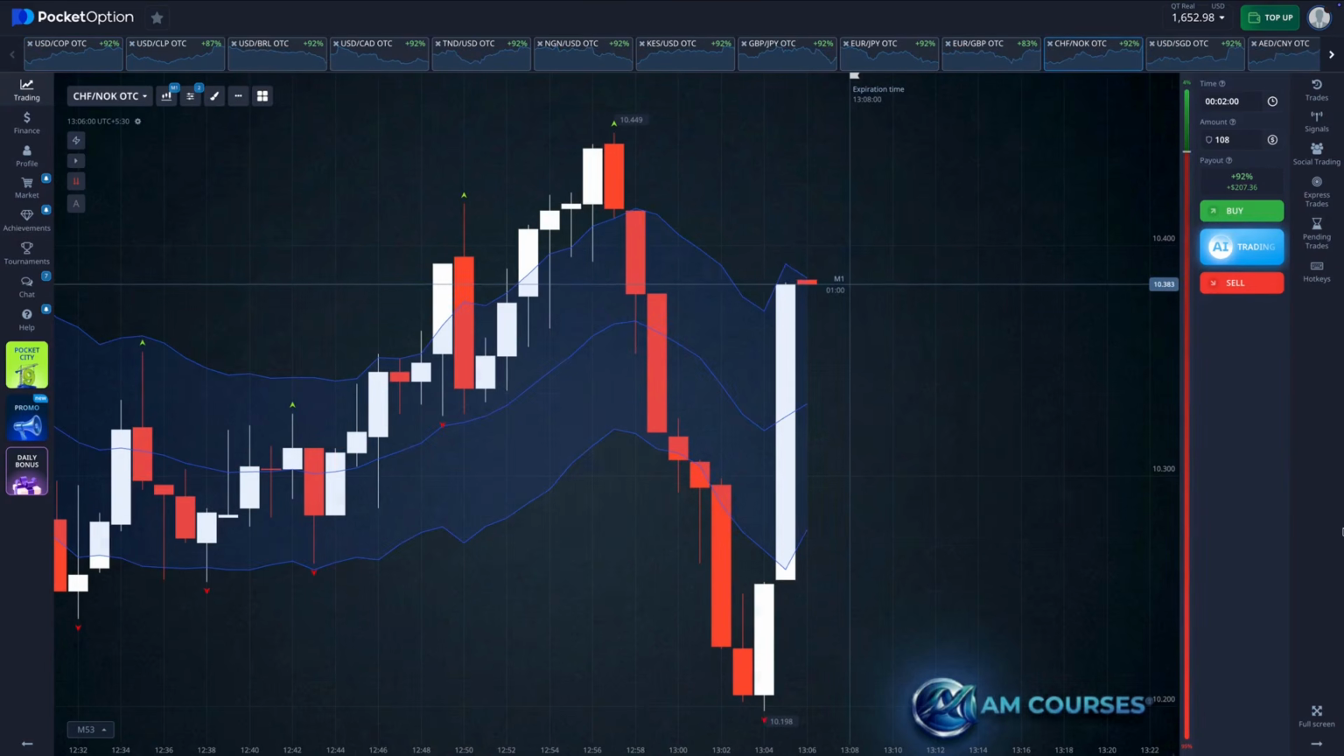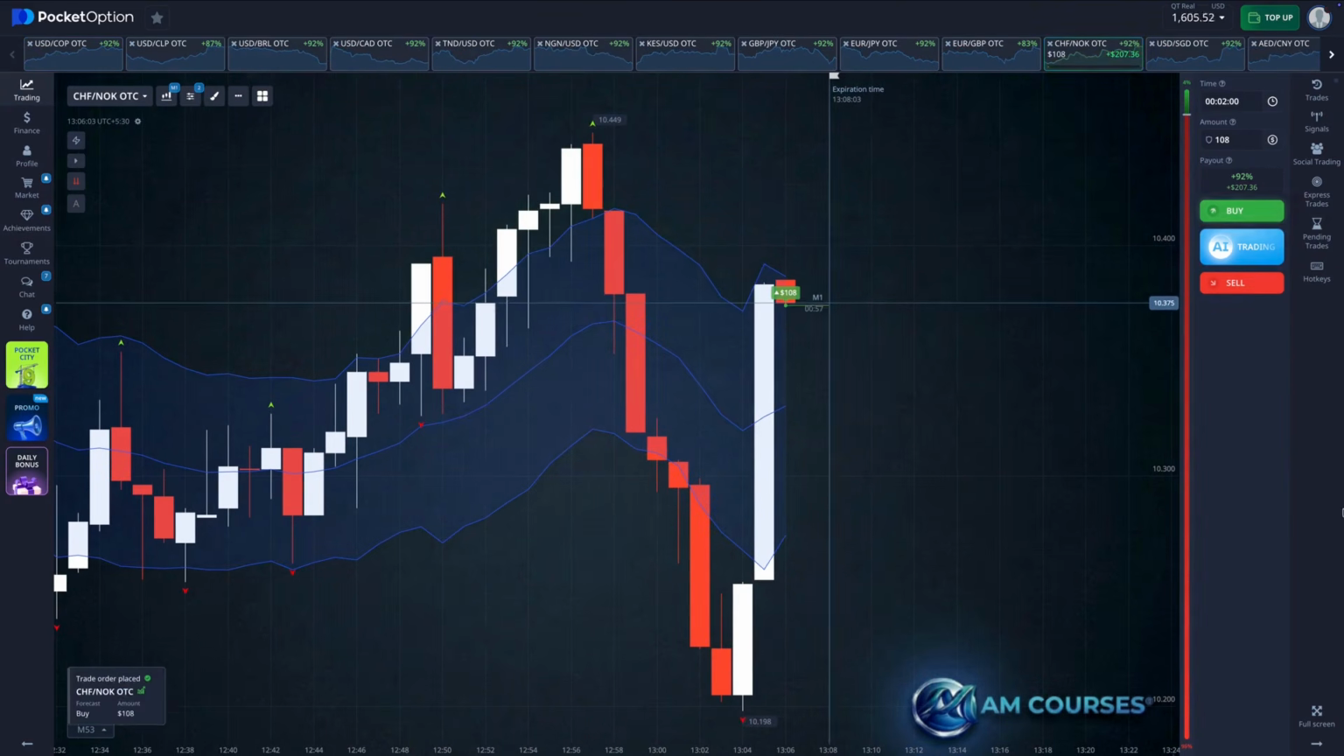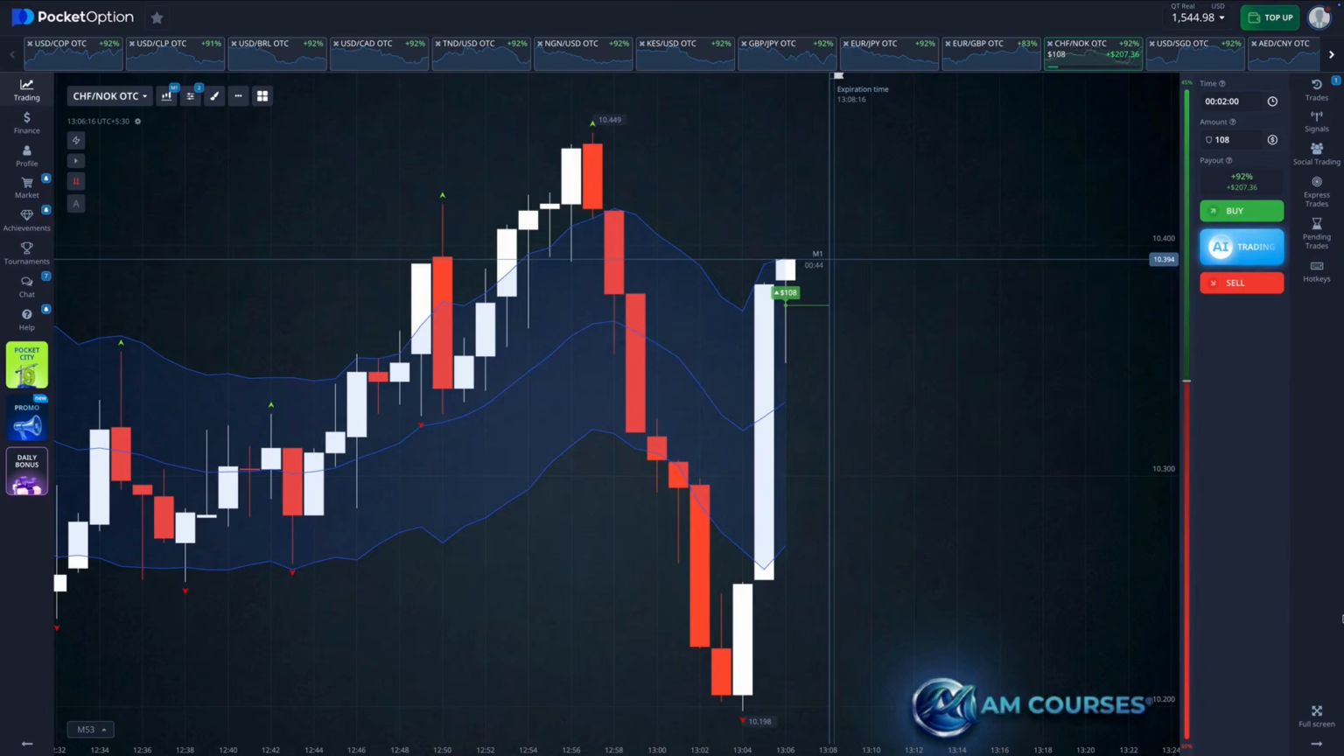Now, let's find another perfect trade setup as per our strategy. Now, here's where understanding OTC market behavior becomes critical. Look at this chart. We just had a massive bullish candle shoot straight up. It's already sitting near the upper Keltner channel.